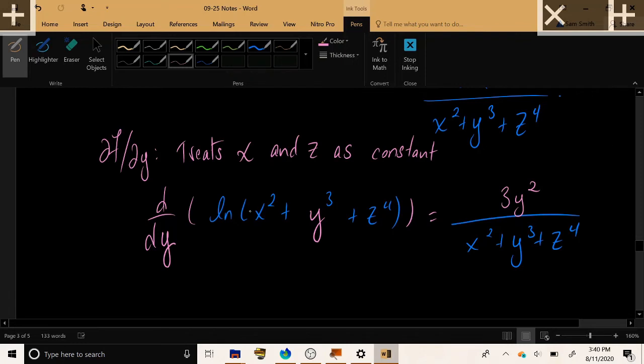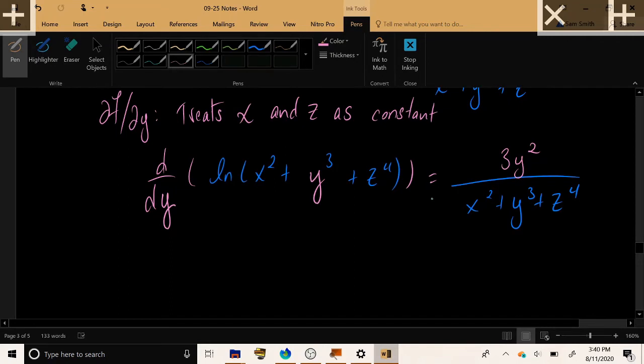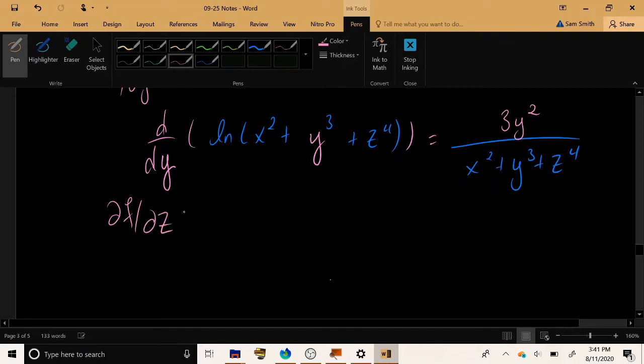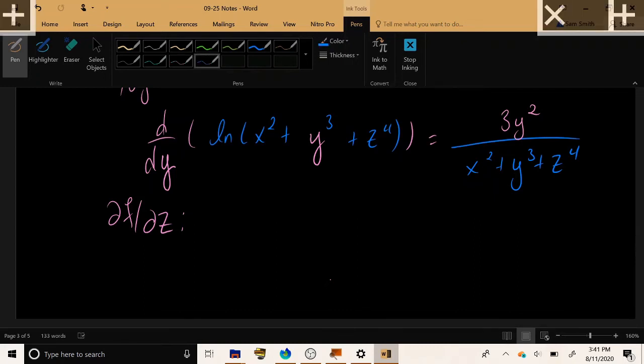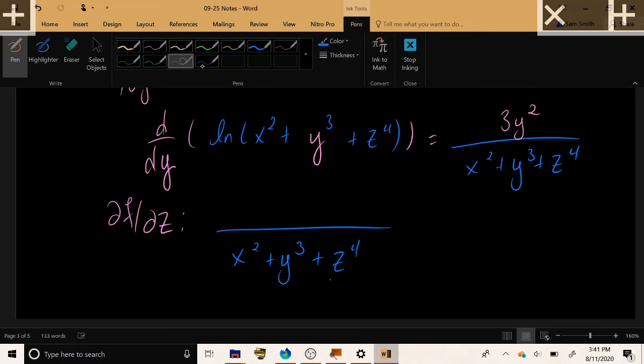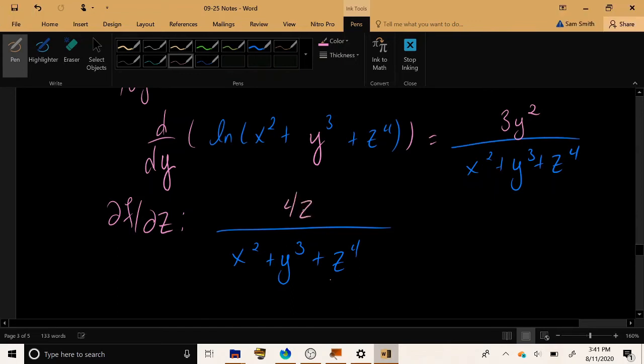The derivatives of x squared and z to the 4th power will vanish because both of those are constant. And likewise, if we want the partial derivative with respect to z, which treats x and y as constant, once again, chain rule will cause the entire inner quantity to go to the denominator. And then if I take the derivative of the inner function, x squared vanishes, y cubed vanishes, and the derivative of z to the 4th power with respect to z will be equal to 4z cubed by the power rule.